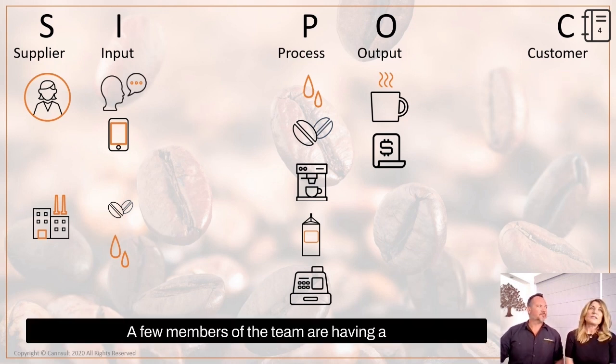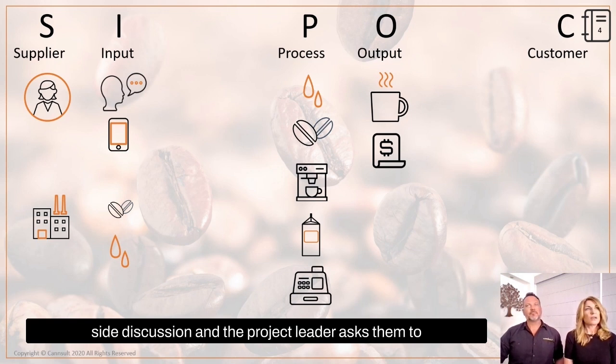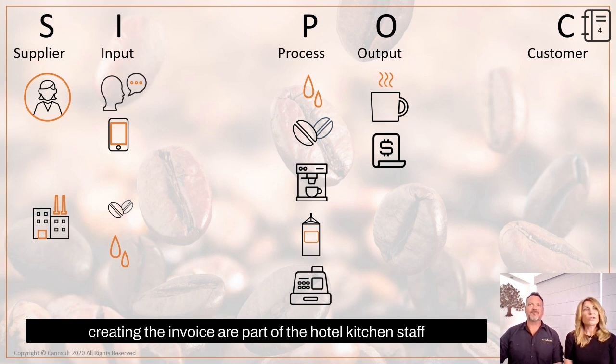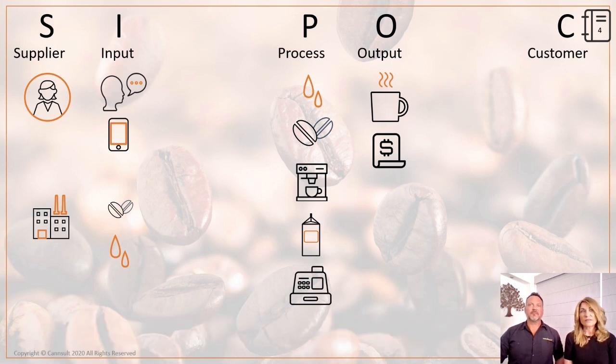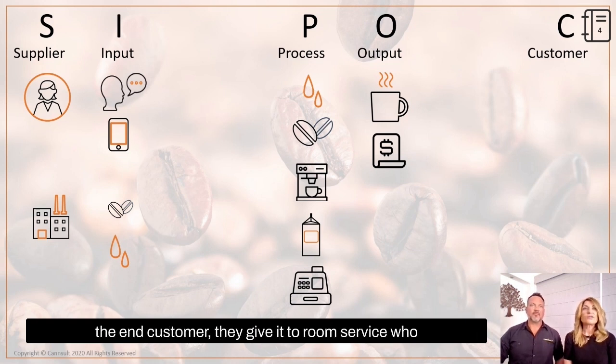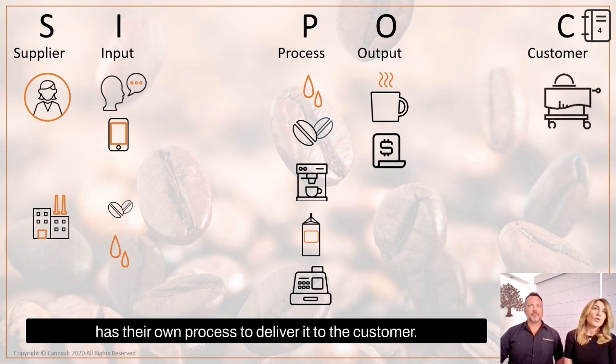A few members of the team are having a side discussion, and the project leader asks them to share with the rest of the team. They point out that the people making the coffee and creating the invoice are part of the hotel kitchen staff, and they don't deliver the coffee to the hotel guest, the end customer. They give it to room service, who has their own process to deliver it to the customer.